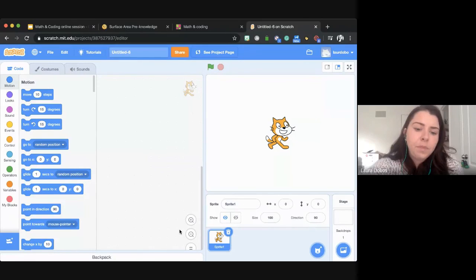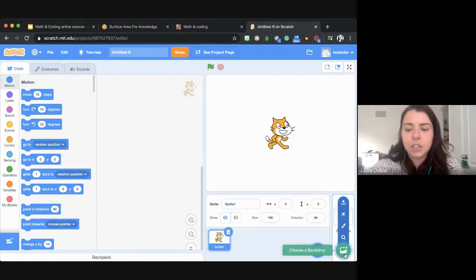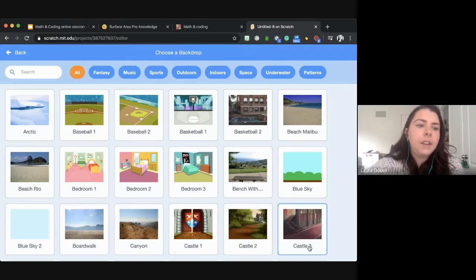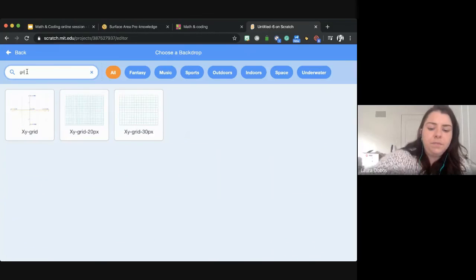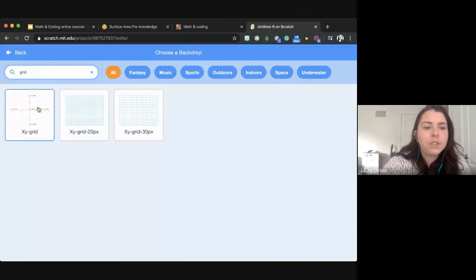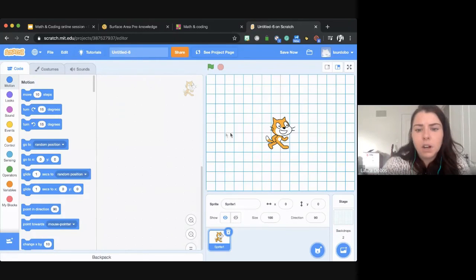So to start off, what I'm going to do is have you change the stage. So you're going to go in here, you're going to click, and then up here, if you search for grid, there's a number of options. You've got the Cartesian plane, a number of different ways. We are going to take the 30 pixel grid. That means that each one of these blocks is 30 pixels either side.